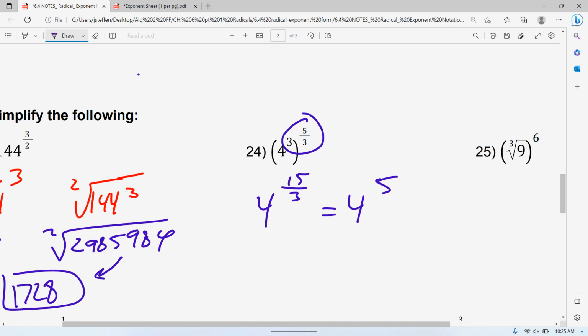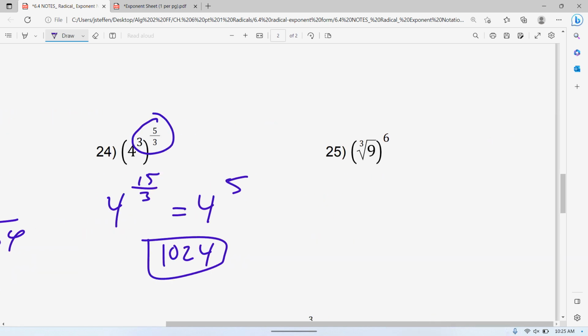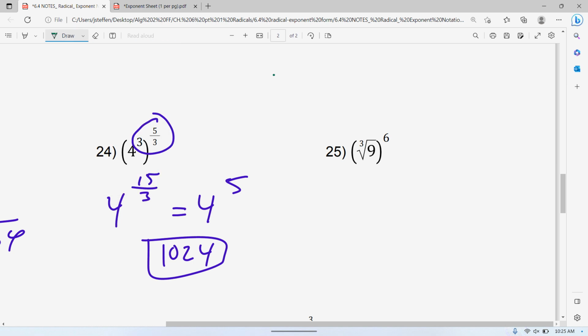Now you can do it in your calculator. Use your calculator. You can use your exponent sheet. 4 raised to the 5th is 1024. Earlier, we just didn't simplify.